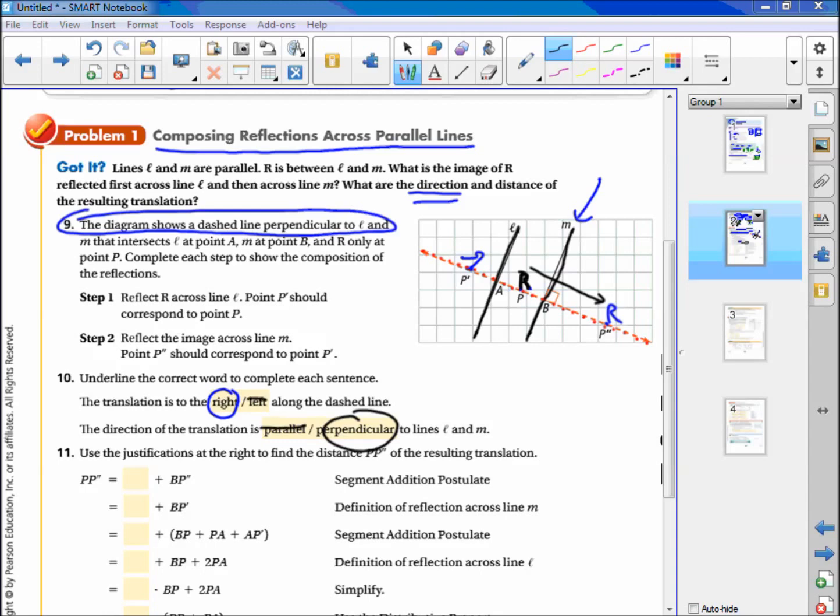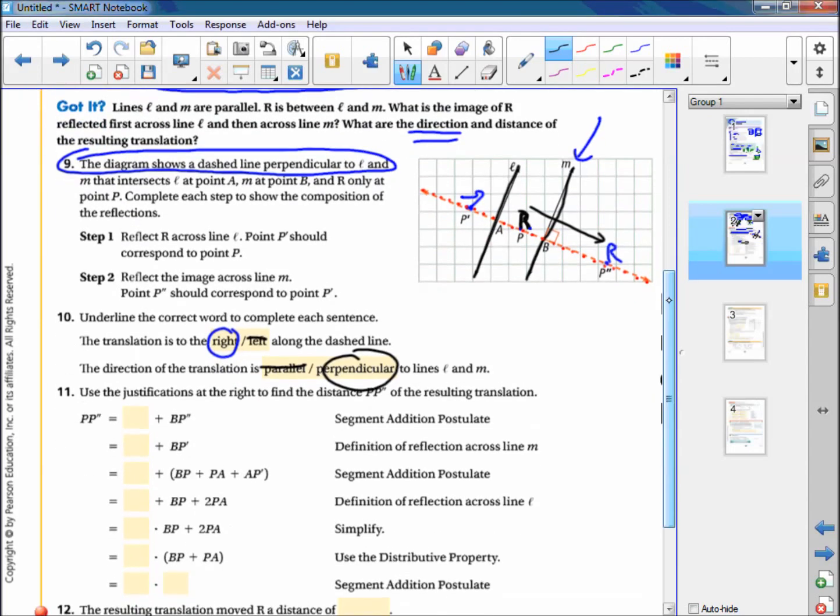Okay, so we followed along the perpendicular one, and that was perpendicular to L and M. So our direction is perpendicular. All right, so use the justifications now to answer. Our second part is, what was the final distance? So how do we get that distance?